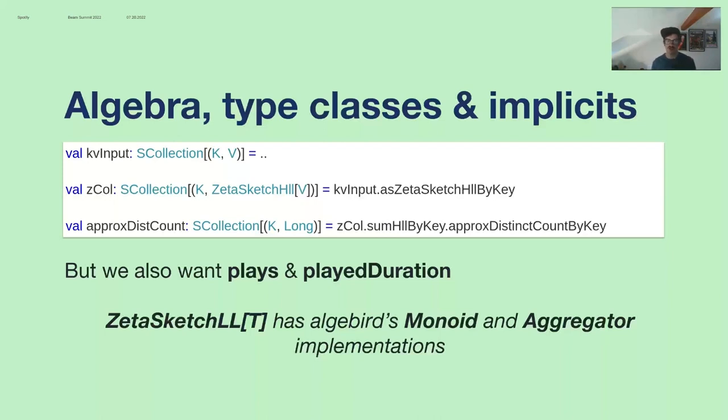The problem in our case is that we also want to compute plays and play duration popularity. So this would have worked if our SCollection, the KV input, would be just track ID to user ID. We could have used these methods. But what the doc says on Scio is that the Zetasketch HLL has algebird monoid and aggregator implementation.